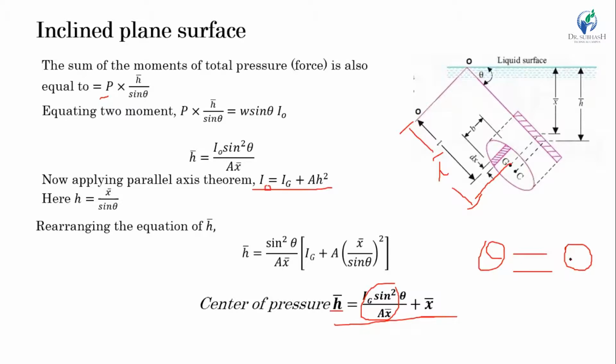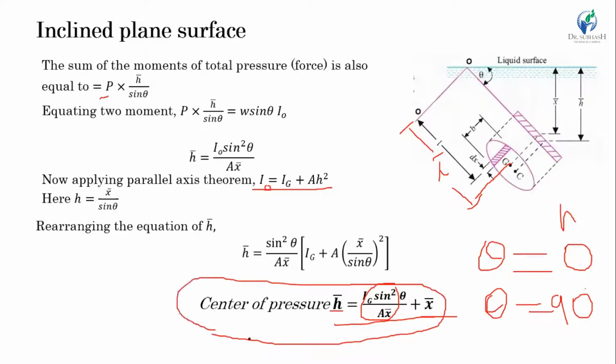If theta equal to 0 is nothing but the horizontal surface, and if we put the value theta equal to 90, this equation will become Ig divided by A x bar plus x bar, which is nothing but the equation of center of pressure for a vertical plane surface. So hence we can say this equation is a universal equation and applicable to all types of plane surfaces, not any inclined surfaces.